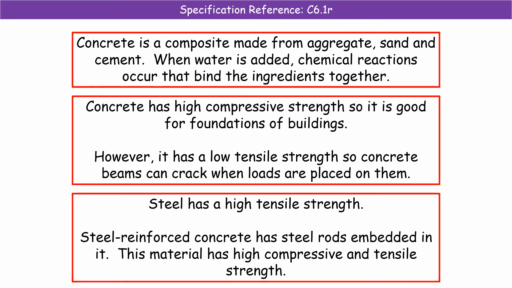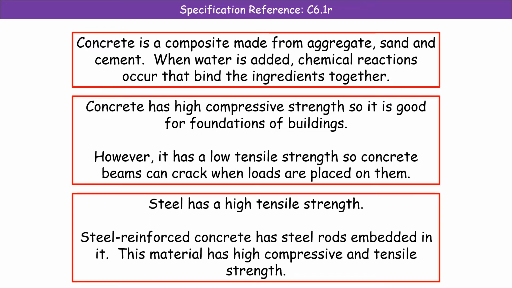One of the most common examples is concrete. Concrete is a composite material that we make from aggregate, which is basically little bits of rock, sand and cement, so that when we add the water, chemical reactions occur that bind the whole lot together. Concrete on its own has a high compressive strength, so when you push down on it, it's really strong. That means it's great for foundations in buildings, because buildings are quite heavy, so you need something that can withstand the force pushing down on that base.